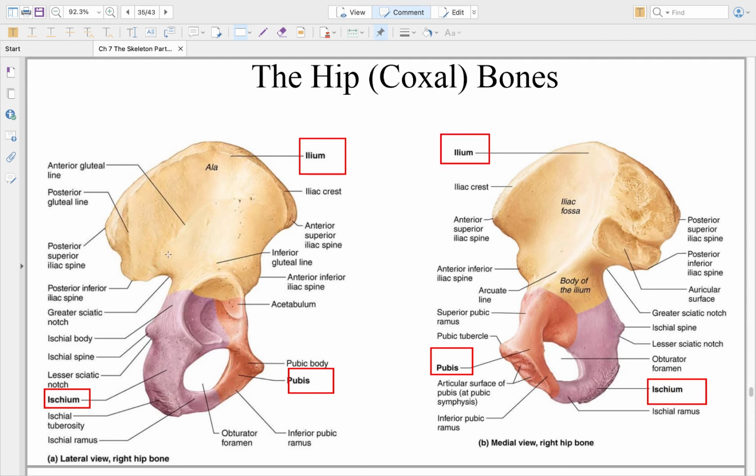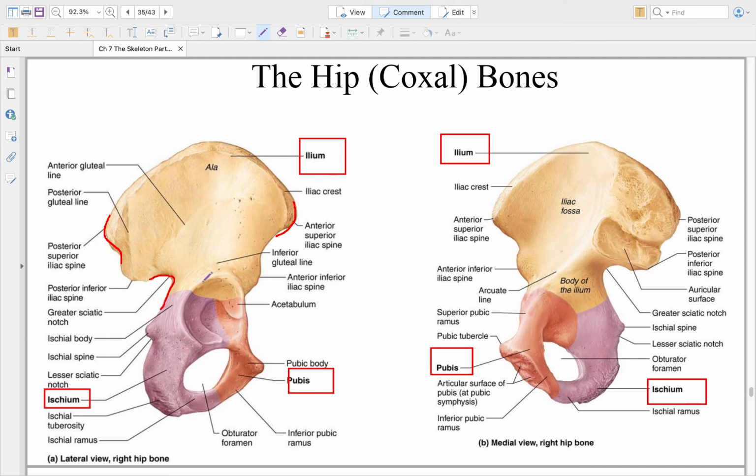Okay, the acetabulum's right there. That's where the femur bone connects. Okay, and then we can see the anterior superior iliac spine. The posterior superior iliac spine is going to be on the opposite end of that. Okay, and then if we follow this down, this notch is the greater sciatic notch.